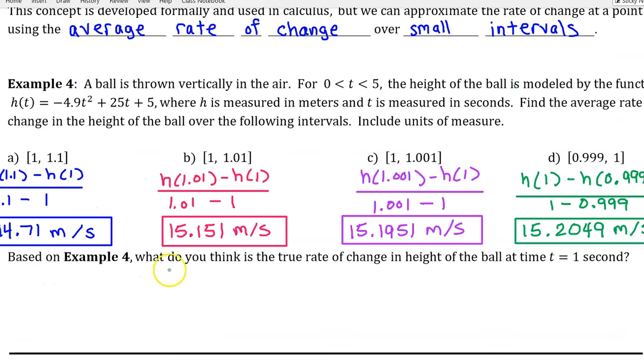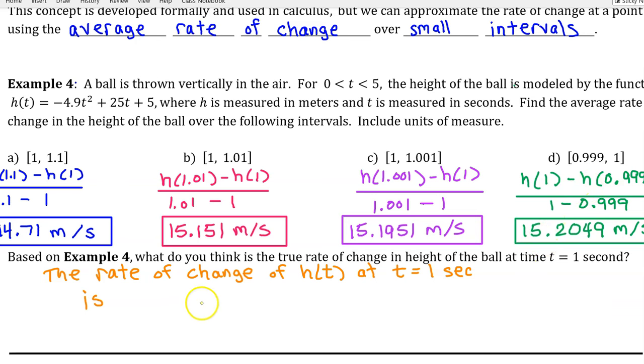Based on example 4, what do you think is the true rate of change in height of the ball at time t equals 1 second? Since the rate of change on a small interval to the right of t equals 1 was a little bit below 15.2, and the rate of change on a small interval to the left of t equals 1 was a little bit above 15.2, then the rate of change of h of t at t equals 1 second is probably 15.2 meters per second.